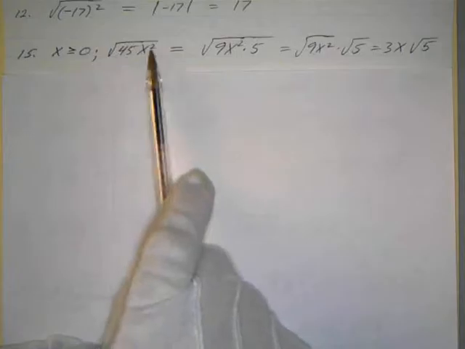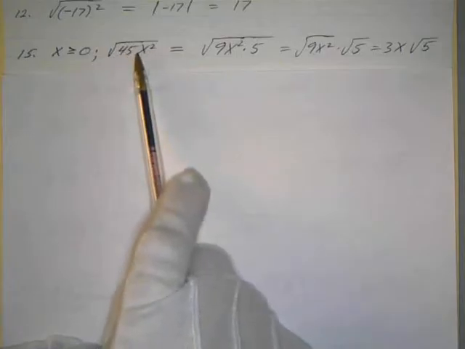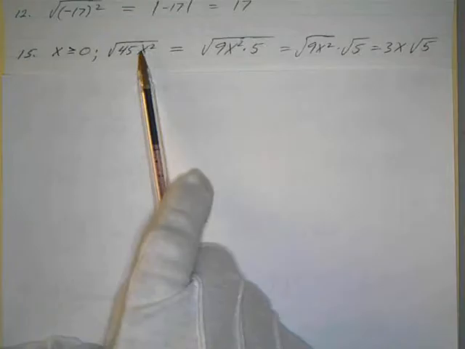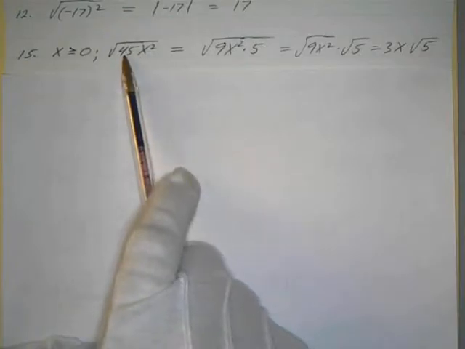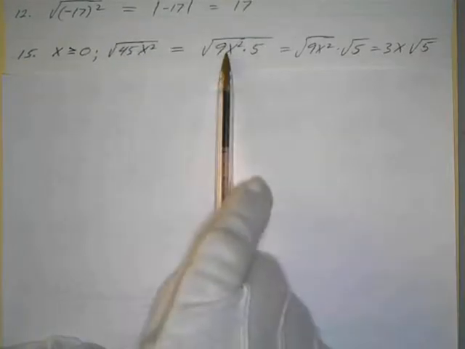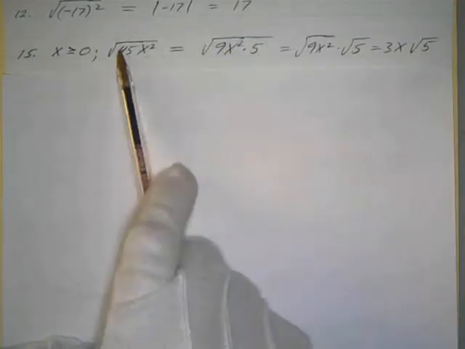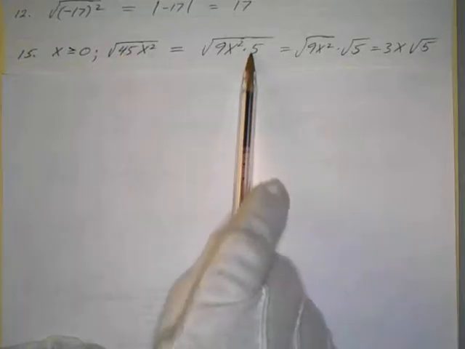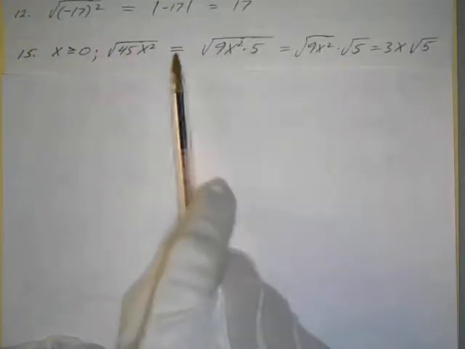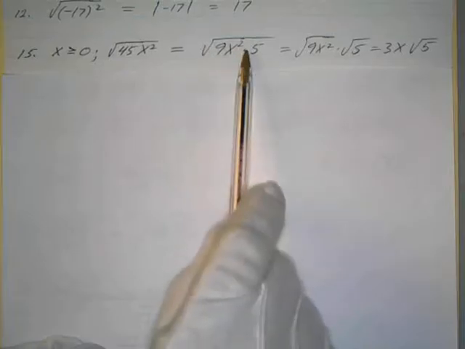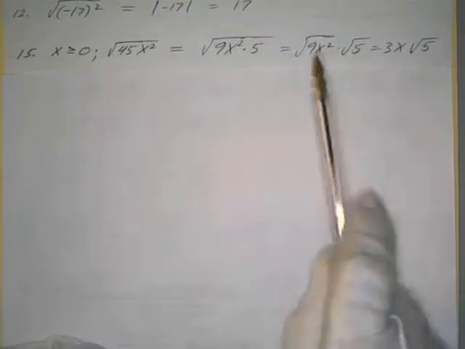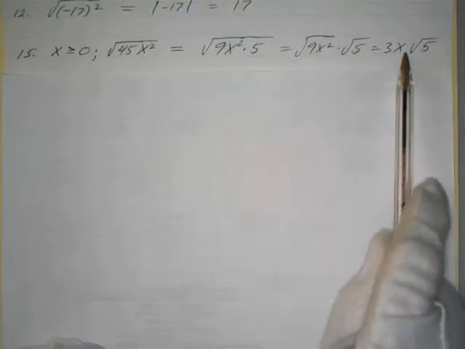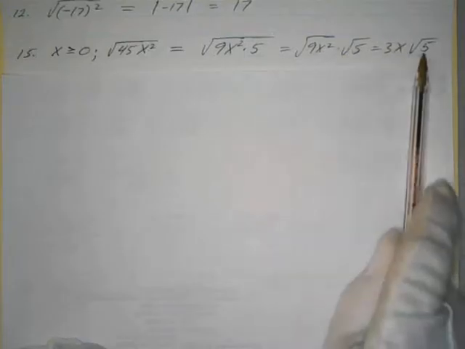So this was our problem of the square root of 45x squared. What I do is I try to separate that into the perfect square factors. The perfect square factor of 45 was 9, and x squared is a perfect square. And what's left, if I divide 9 into 45, I get 5. And then I break this up. Remember, the square root of a product is the product of the square roots. The square root of 9 is 3, and the square root of x squared is x. And what's left is just the square root of 5.